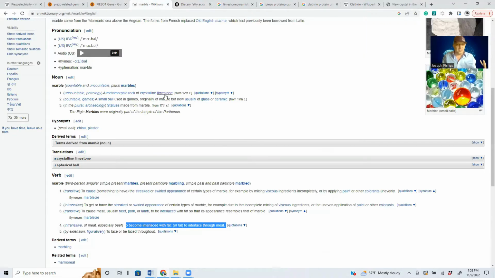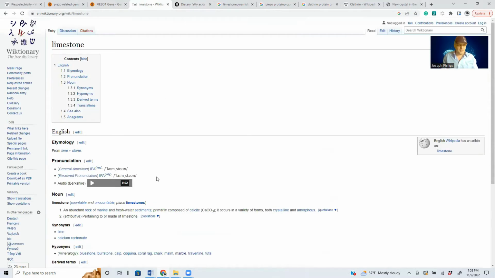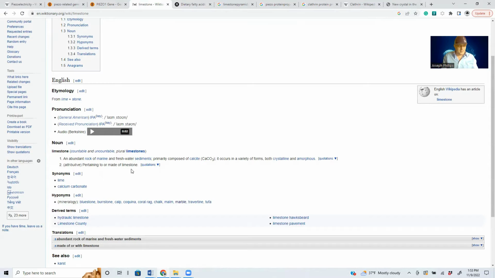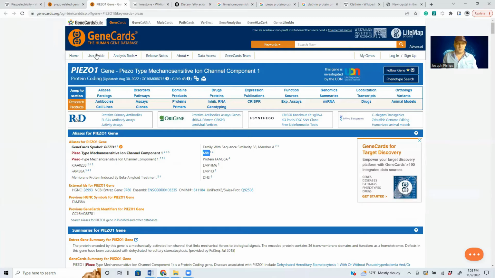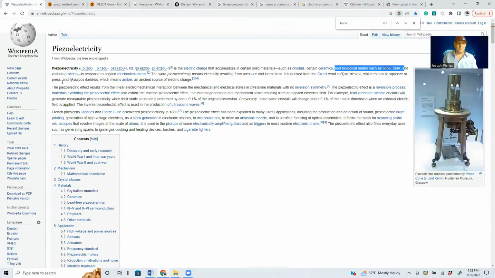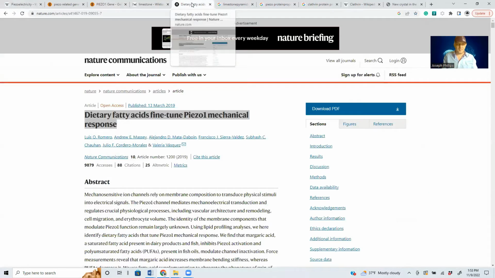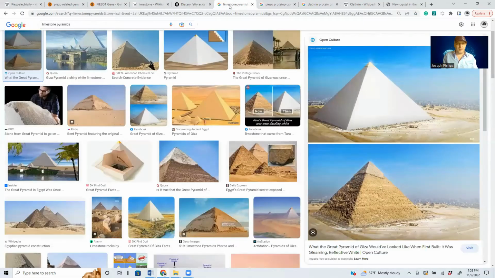But there's another, and it goes deeper, and it talks about how marble is basically crystalline limestone. So if I clicked on limestone over here, it's going to tell me that it is in fact made from calcium carbonate. There it is, calcium carbonate. So calcium carbonate is limestone, is associated with piezo signaling and piezoelectricity. Okay, so stay with me.